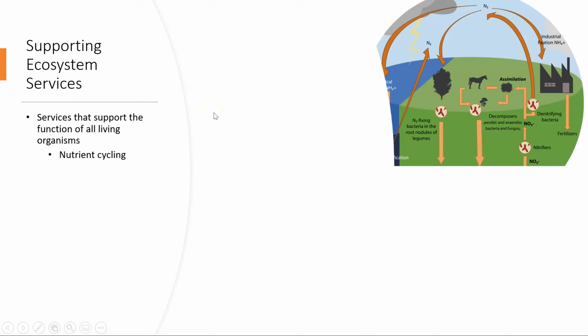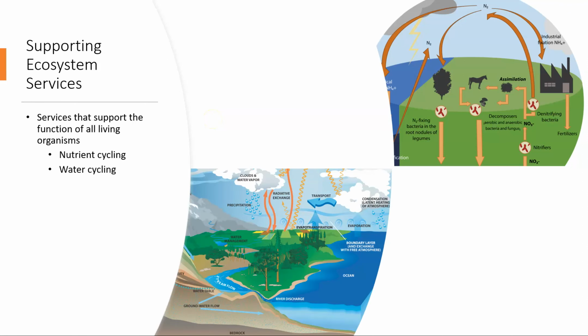So supporting ecosystem services are services that basically support the function of all living organisms. For example, nutrient cycling. The ability to move things like nitrogen and carbon and phosphorus into and out of our biotic and abiotic environment is an ecosystem service carried out by natural systems, and it's exceptionally important. That nutrient cycling supports all living things. Water cycling is another example.